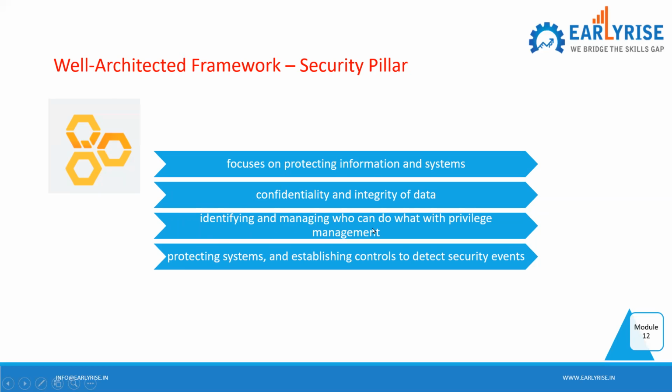Identifying and managing who can do what with privilege management. Only if it is relevant for you should you have access to the data. If it is not relevant, it makes no sense. Why should I give the data to you? If it is related, then only you should have access; otherwise, privilege should not be there. Protecting systems and establishing controls to detect security events.